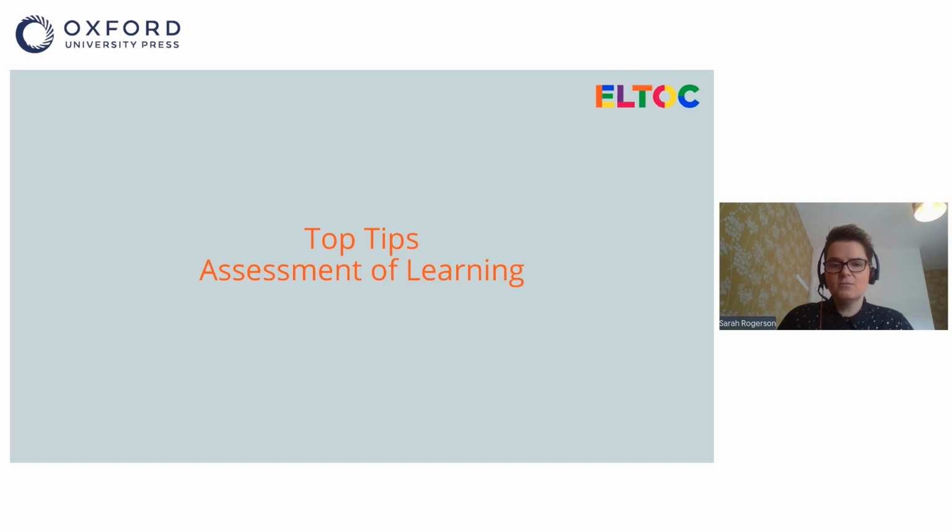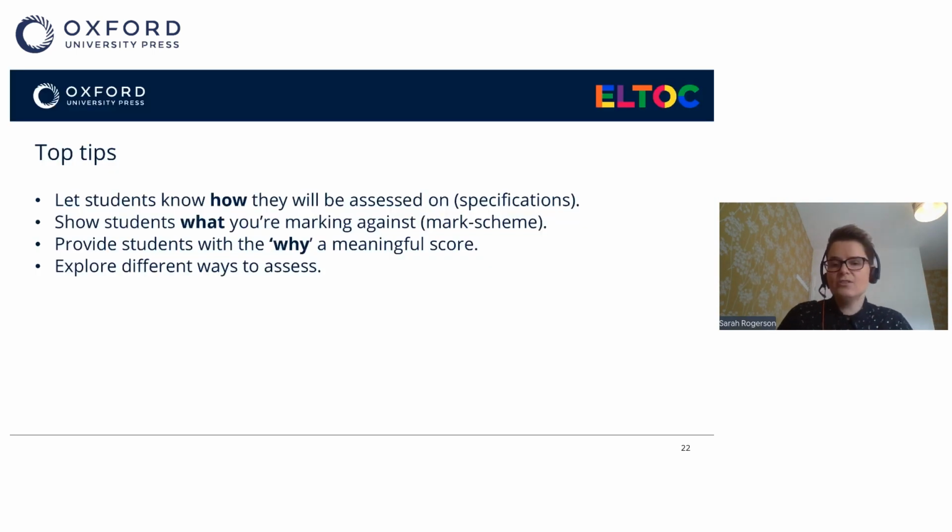Right, let's look at some top tips in assessment of learning. So this is the more summative style. And my top tips, and this is where I know the most about, because this is my job, right? My job is making assessment of learning style tests. So it's let students know how they will be assessed, or let students know what they will be assessed on. Show students what you're marking against. Provide students with the why, that's a meaningful score, and explore different ways to assess.